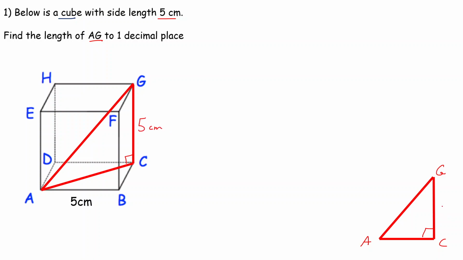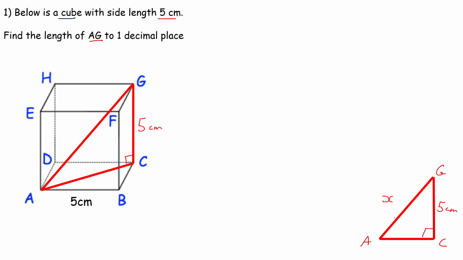So let's go and put that up here. So that's going to be 5 centimeters. I don't know what this length is, A to C. I can't say this is 5 at all because it isn't the same as these two here. So I don't know what this is. And I'm trying to find A to G. So let's go and call that X.